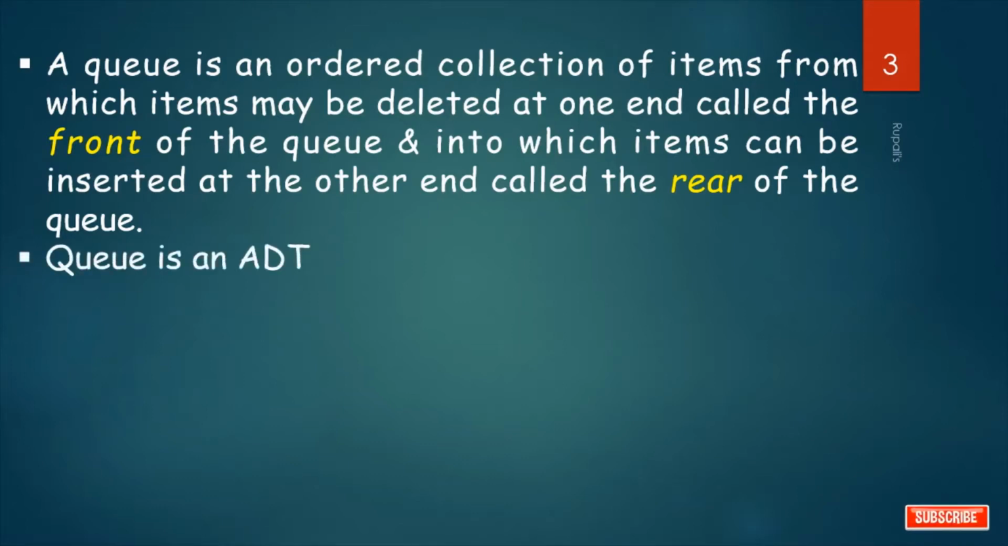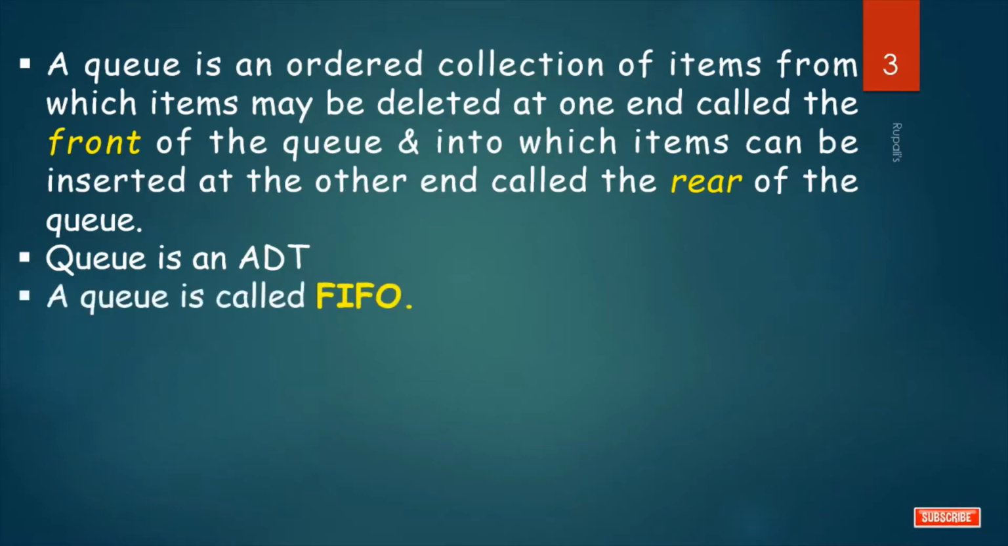Queue is an ADT, that is abstract data type. What is ADT we already learned in our previous video. Please consult our previous video. Queue follows the rule FIFO, that is first in first out, meaning the element which is added first will be deleted first from the queue.